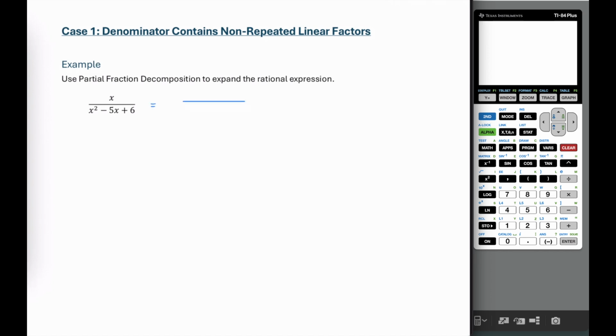To start, we'll notice that our rational expression is proper because the degree of the top is less than the degree of the bottom. So then we want to factor the denominator to determine what case we have. And this denominator factors into x minus 3 times x minus 2. And what we can see is that the denominator contains linear factors, neither of which are repeated. A repeated linear factor would have a higher power on it. So these linear factors both have degree 1, and so they are considered non-repeated linear factors.